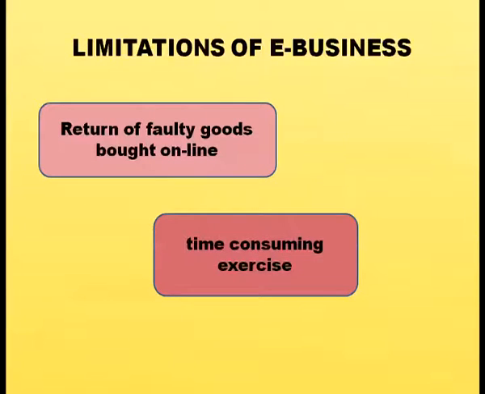As a limitation of e-business, I would like to say this also, that sometimes faulty goods will reach the consumers. That is, when you buy through an online mechanism, the goods that you have expected or ordered may not reach your home. In such a case, you will return that product. So that is also a limitation of e-business, and it is a time consuming exercise. Returning that product and then a new product according to your taste reaching home is a time consuming exercise.